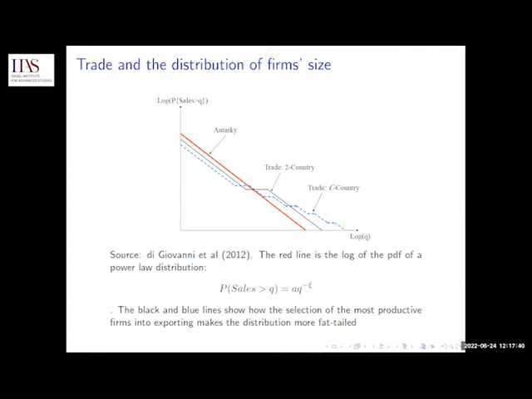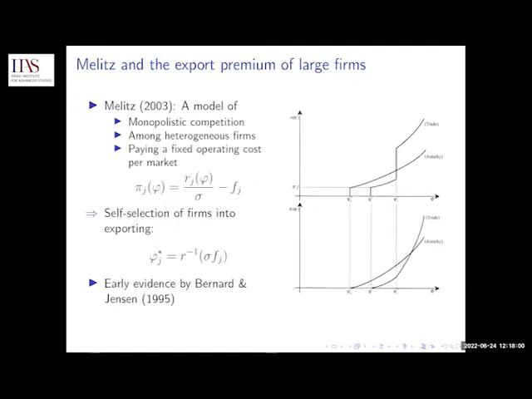You have an underlying distribution of firm size, and here we are assuming this distribution follows a power law. In red, you have the distribution of firm sales induced by this power law distribution under autarky. Then when the country participates in international trade, firms are going to self-select into exporting. This means that some firms above some threshold of productivity are going to decide to export to that country. And then the more productive they are, the more they export to that country.